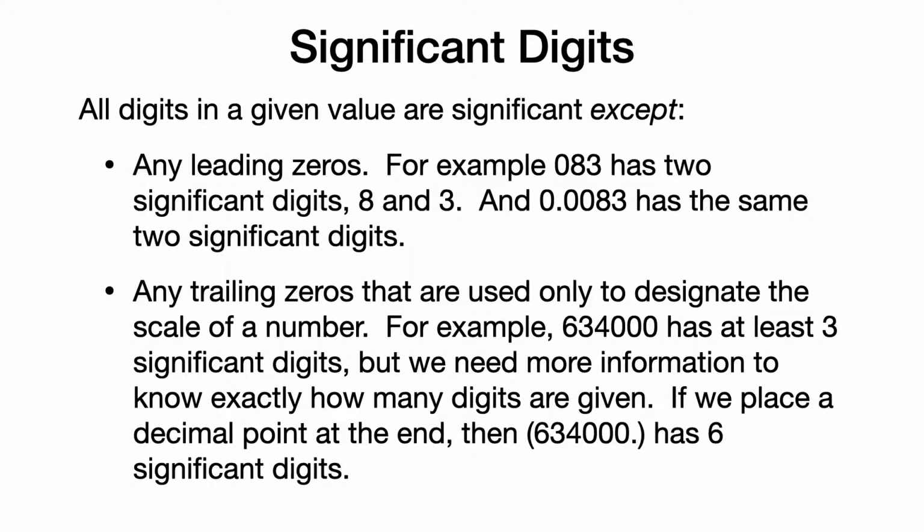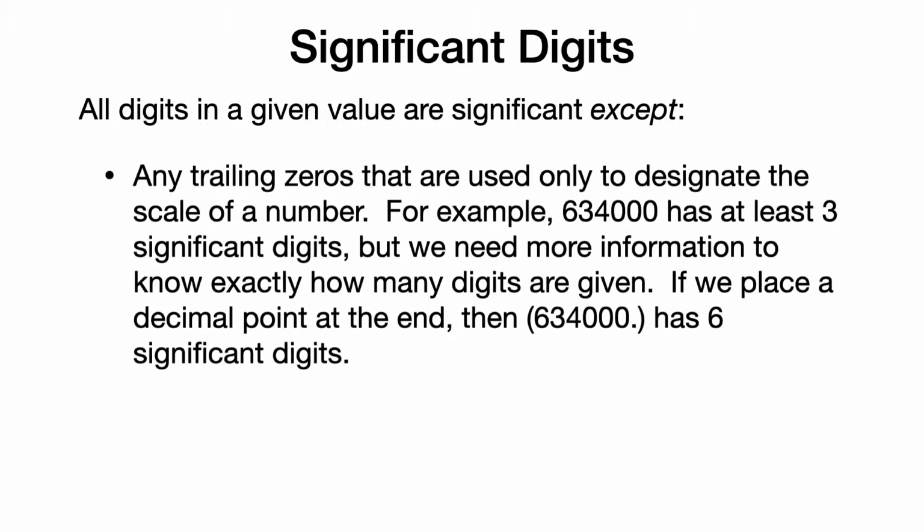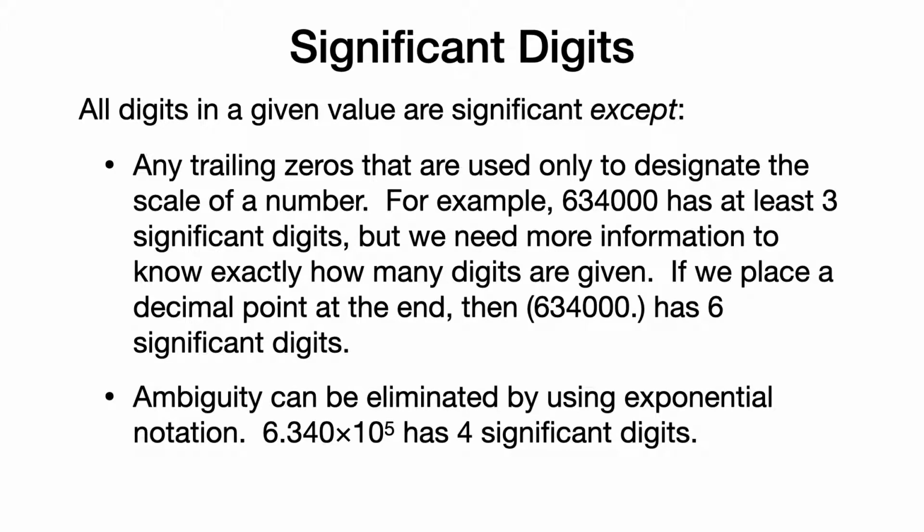But if we don't have 6 significant digits, but we have more than 3, we can't use a decimal place, at least in this form of notation, to tell us exactly how many digits there are. But what we can do is switch to using exponential notation, and then we remove the ambiguity. So the same number with 4 significant digits could be expressed, for example, as 6.340 times 10 to the 5th. In this example, that last zero is now a significant digit.